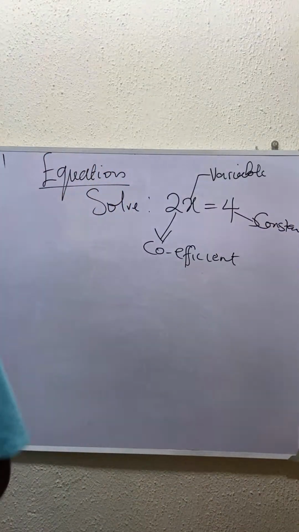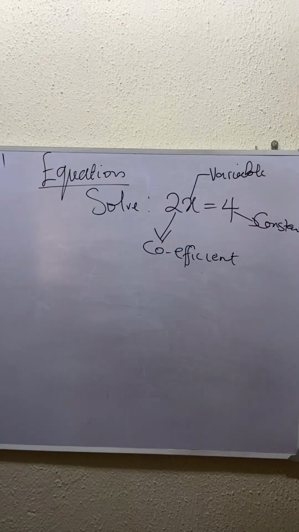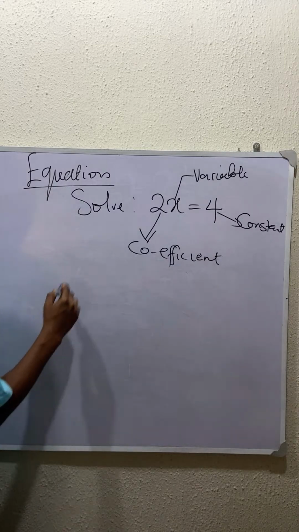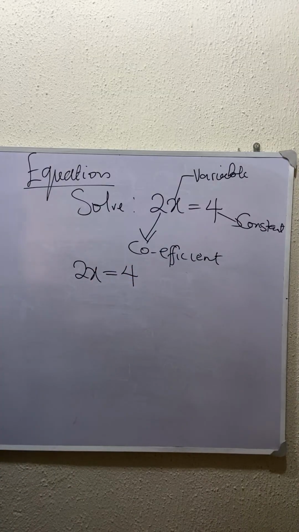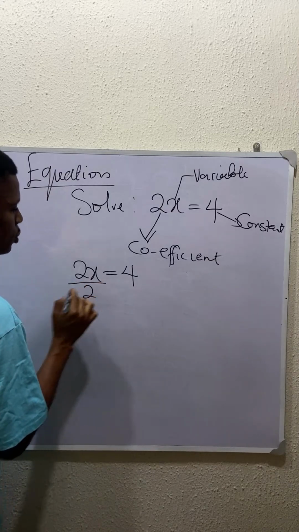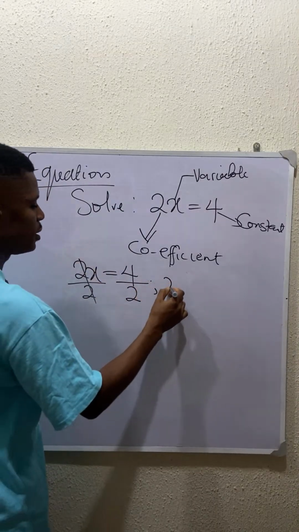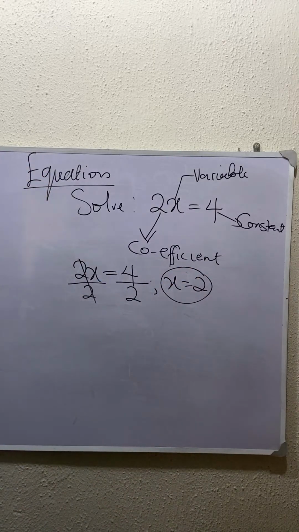So in solving simple equations, we are trying as much as possible to know the value at which x will be so that the left and the right hand side will always be the same. When you are trying to solve 2x = 4, do you know what to do? The first thing you have to do is to divide through by 2. So when you divide by 2, you see that simply x = 2. This is a simple way to solve simple equations.